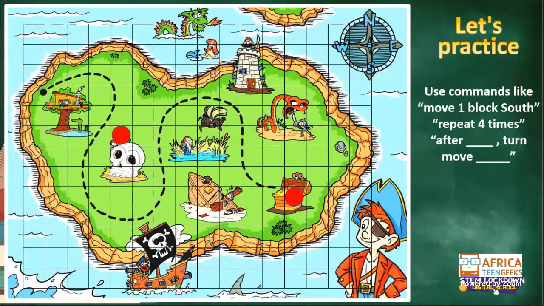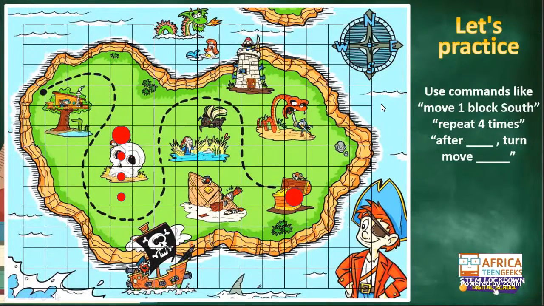Okay. We are going to turn. Look, that's what you said. 1, 2, 3. Very good. So we went south 3 times. So that would be a repeat. Okay, very good. Well done.